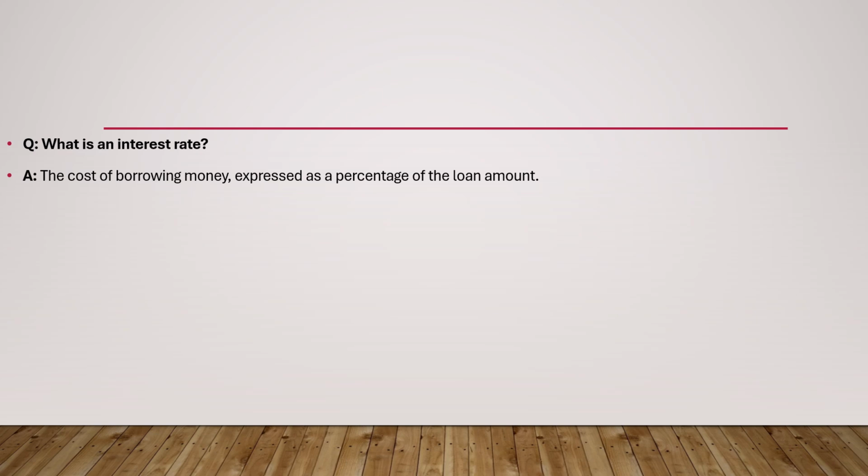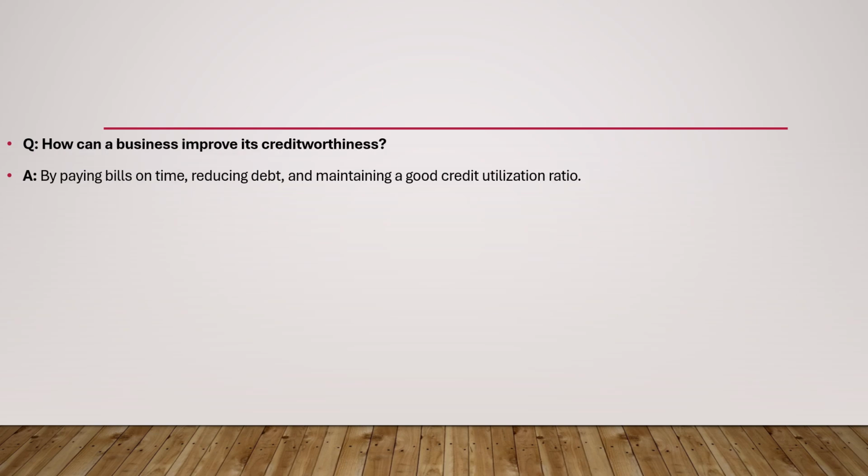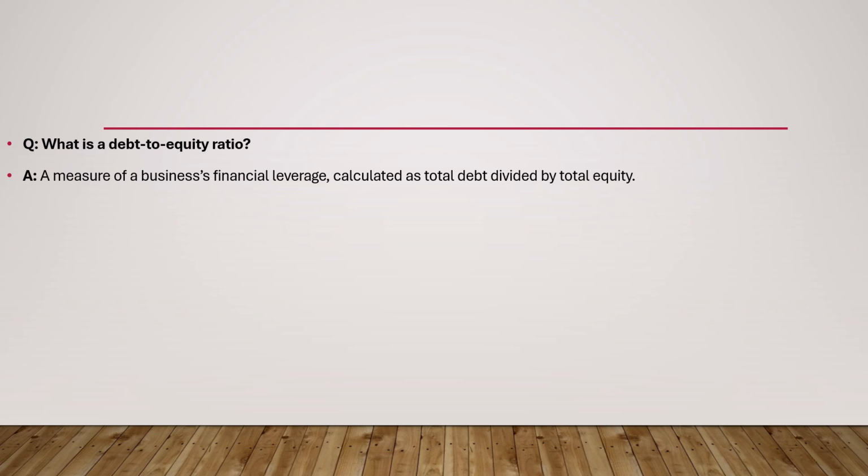What is an interest rate? The cost of borrowing money, expressed as a percentage of the loan amount. How can a business improve its creditworthiness? By paying bills on time, reducing debt, and maintaining a good credit utilization ratio. What is a debt-to-equity ratio? A measure of a business's financial leverage, calculated as total debt divided by total equity.